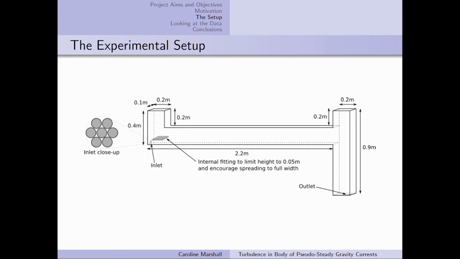The inlet is a 1-inch pipe inflow with a coarse mesh in front of it to give a homogeneous turbulent inflow. And there's also this full-width horizontal piece of plastic in front of the inlet to promote horizontal spreading and to limit the initial height of the flow. The outlet is at the bottom of this big drop, which just maximizes the duration of the steady phase of the flow. For the DNS, all of these walls are no-slip.